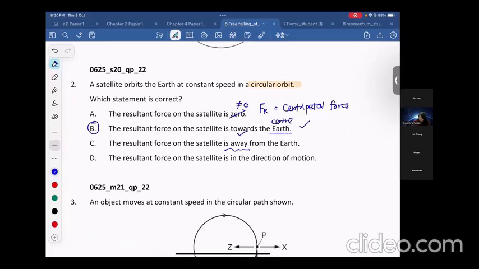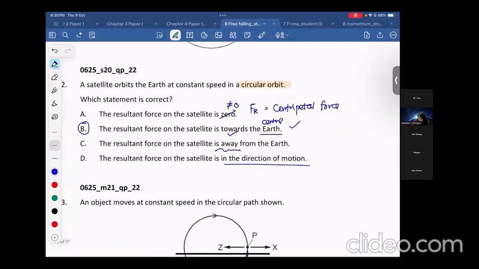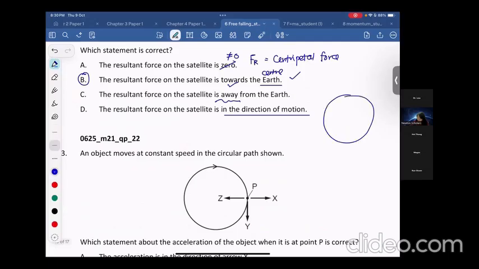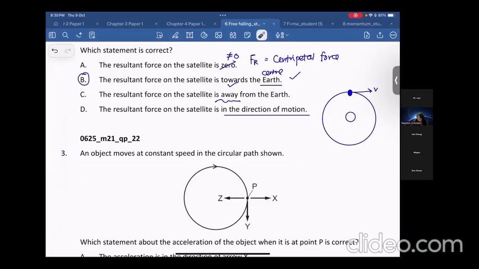The resultant force is in the same direction as the motion. Let's say this one is the Earth, and the satellite is here moving with velocity V in this direction. They say the resultant force is also in this direction, the same as the direction of motion. Is it correct? My answer is no. The direction of motion is the velocity direction, so this one is wrong.